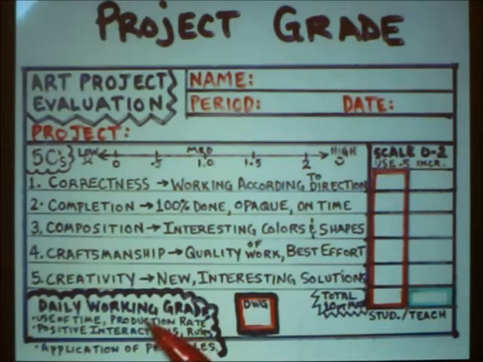Production rate is, are you able to keep up with the instruction, or are you falling behind constantly because you can't stay focused on what we're doing here? So if you keep up with what we're doing, that's good. That means notes, making folders sometimes, making the drawings and doing the coloring and painting. If you're keeping up with it, that's good.